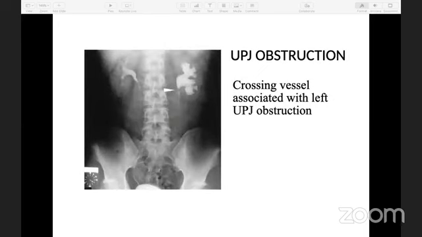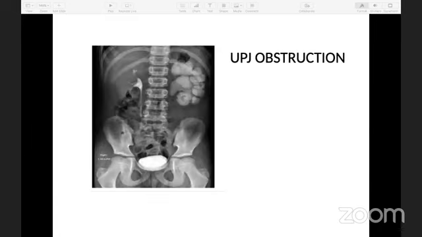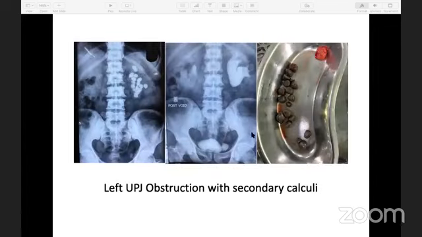UPJ obstruction, when associated with a crossing vessel, is characterized by a gap between pelvis and ureter. Classical left UPJ obstruction with severe hydronephrosis. UPJ obstruction is associated with renal calculi in 20% of cases.